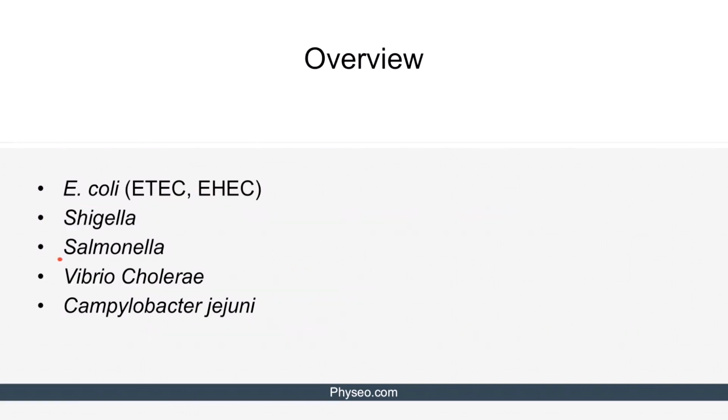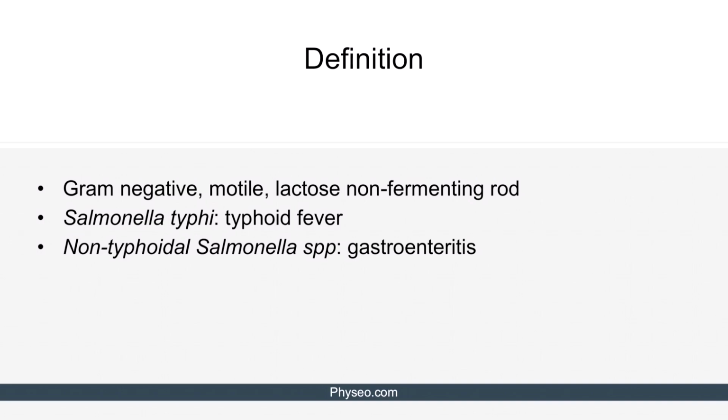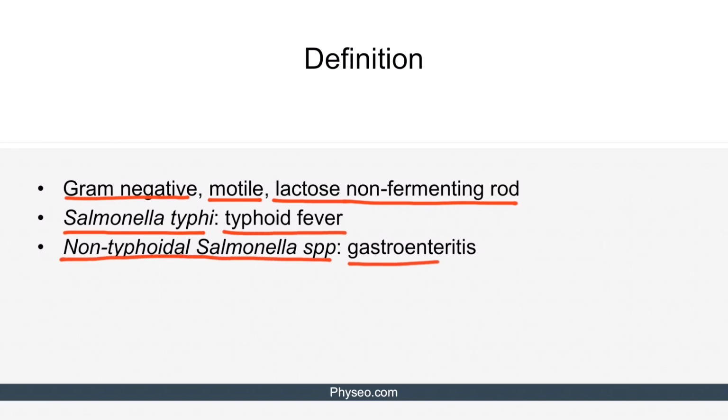Now we will discuss Salmonella species. Here's a reminder of the sequence that will follow. Let's start with the definition of Salmonella infections. Salmonella is a gram-negative motile lactose non-fermenting rod. Salmonella typhi causes typhoid fever, while non-typhoidal Salmonella species cause gastroenteritis.